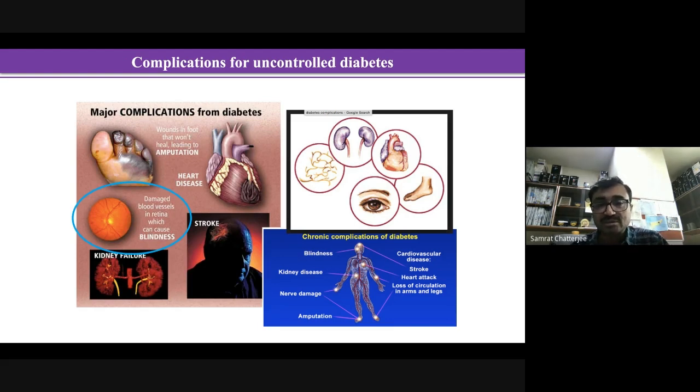But in the last talk, very briefly, I will show you one of the secondary complications, which is diabetic retinopathy. It damages the blood vessels in the eye. Then we will see what kind of problems we can address through our mathematical models.